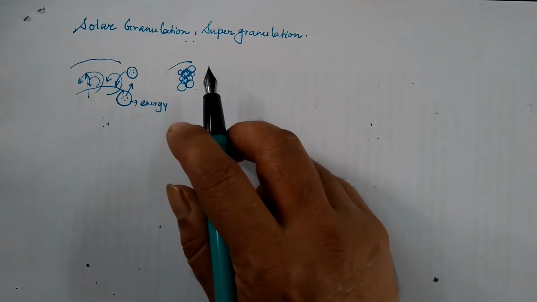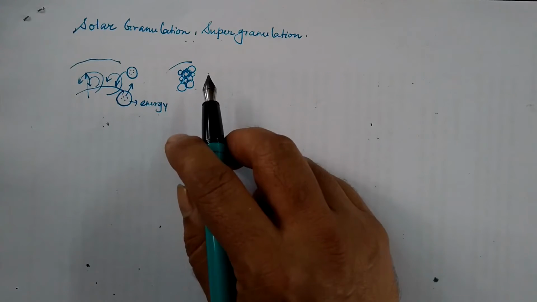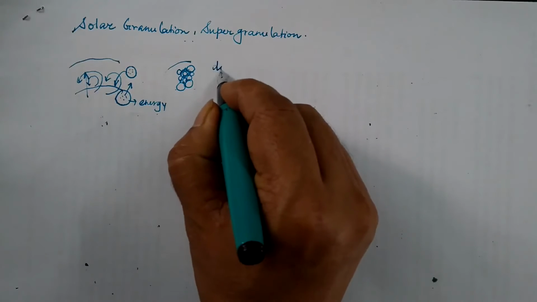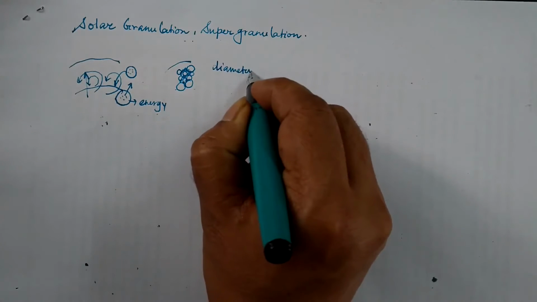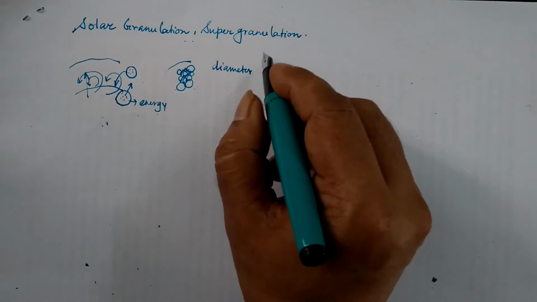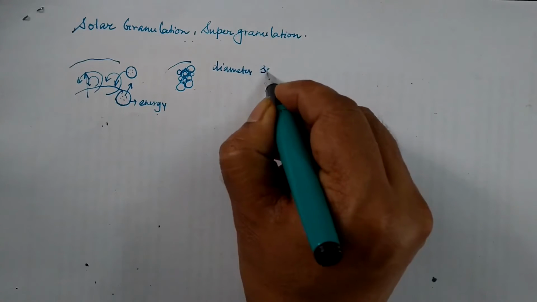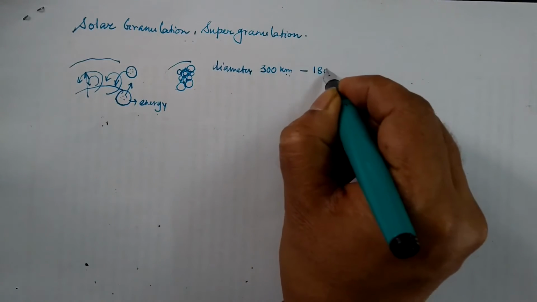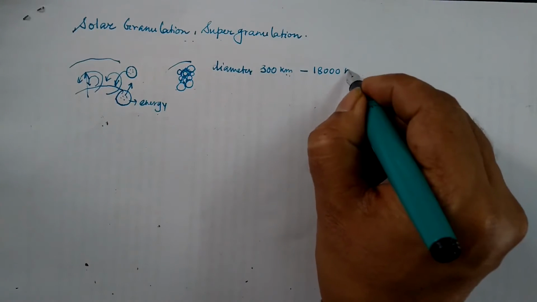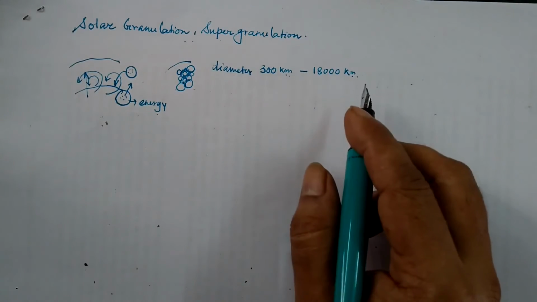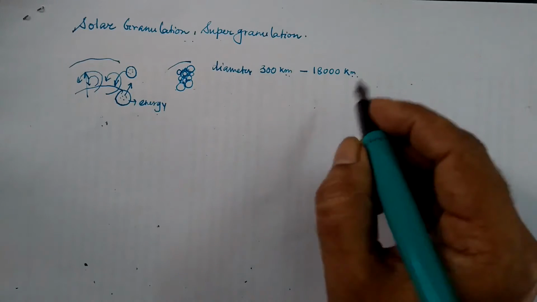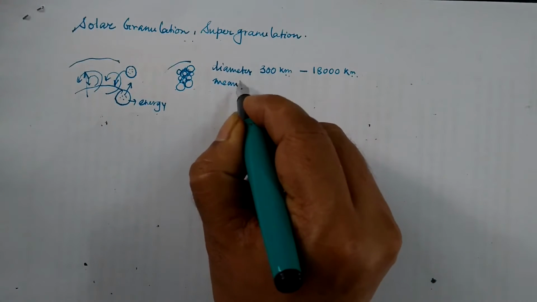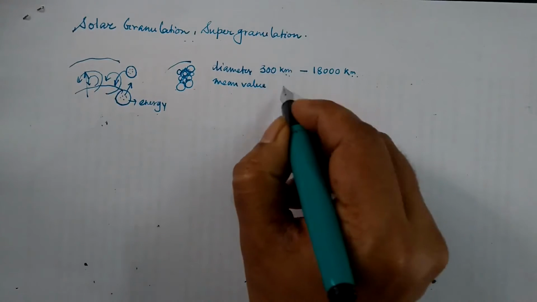Now the diameters of these granules vary from about 300 kilometers to about 18,000 kilometers, and the mean value is about 700 kilometers.